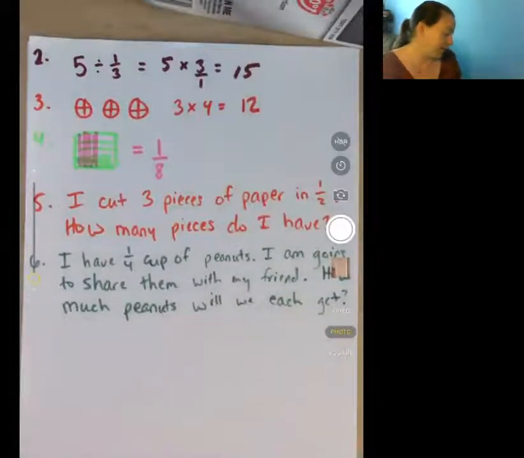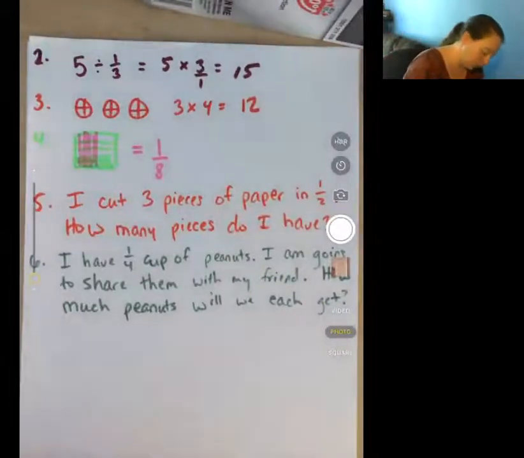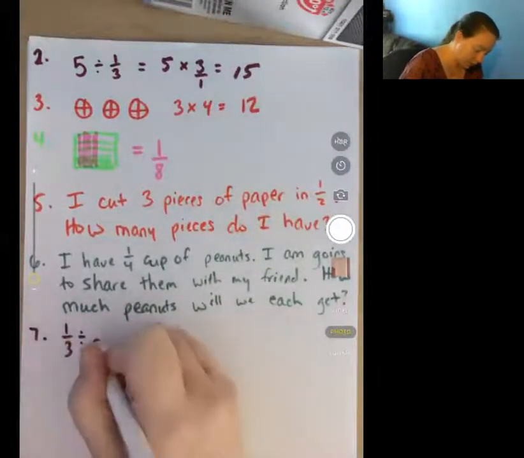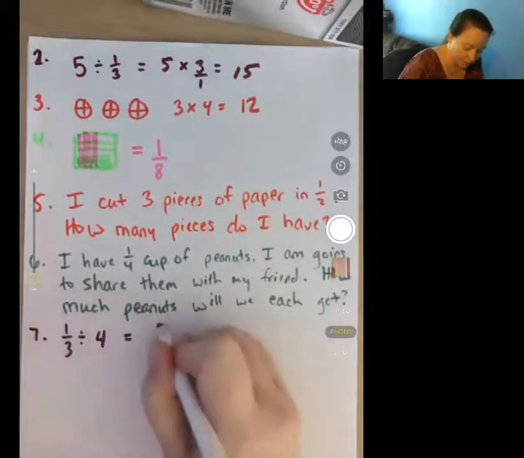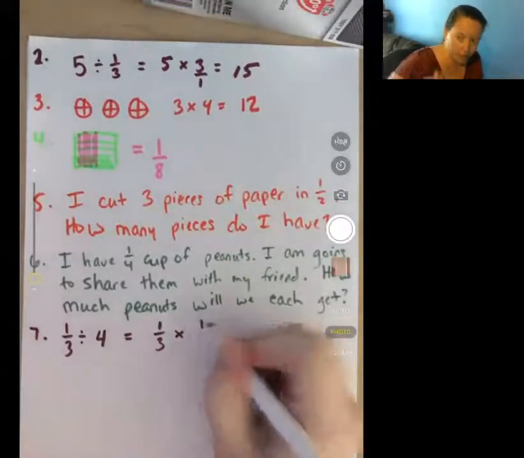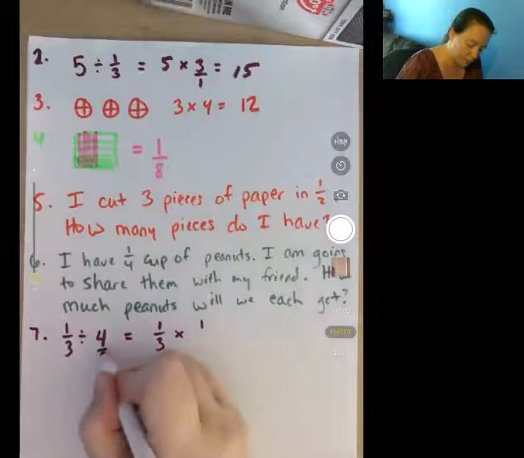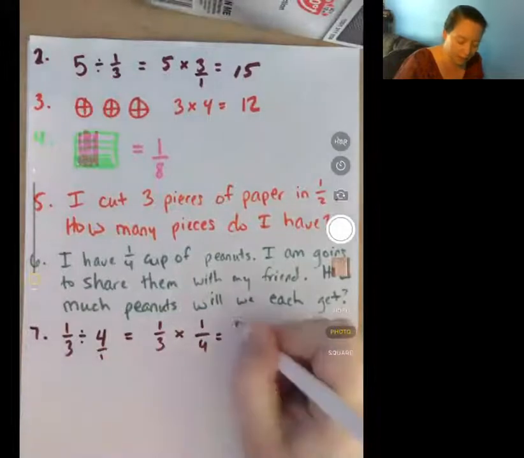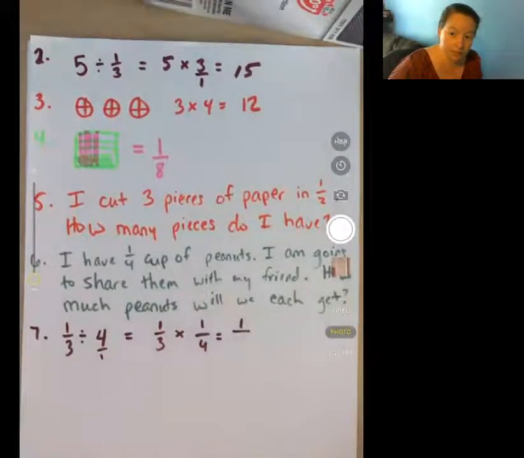Number 7, Spencer has a third of a pound bag of nuts. He divides the nuts equally into 4 bags. What fraction of a pound of nuts is in each bag? So we're dividing a third of a pound into 4 bags. So we rewrite that 1/3, division becomes multiplication, 4 flips. Remember, we have an invisible imaginary 1 underneath there, and it becomes 1/4. 1 times 1 is 1, 3 times 4 is 12.